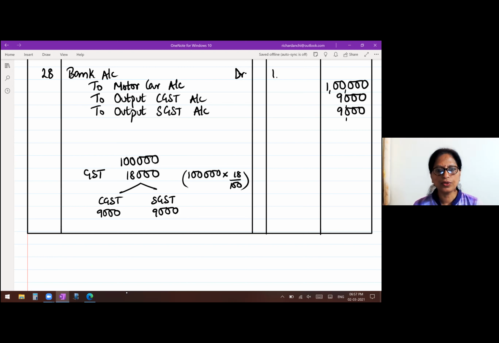So what is the amount that you will receive? It is 1,18,000. Take the total of the credit and write it in the debit. So you have to receive, or you're going to receive, 1,18,000. Narration: being motor car sold at 18% GST.